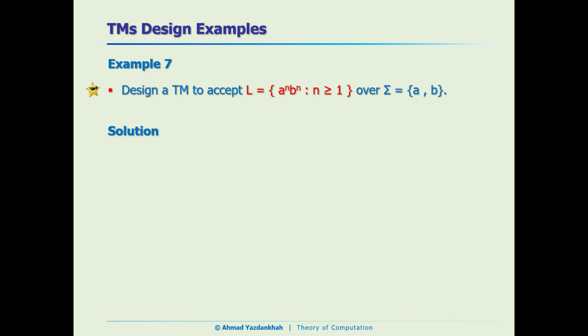Our next example is our celebrity example, A to the N, B to the N. Again, we started from 1. For this one, we are already familiar with this, and let's enumerate it: AB, AABB, AAABB, and so forth.